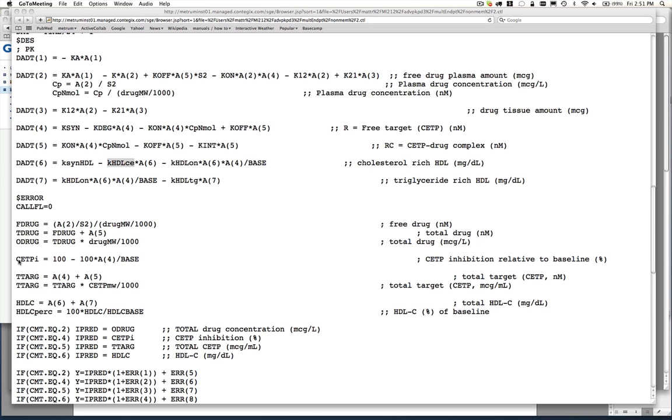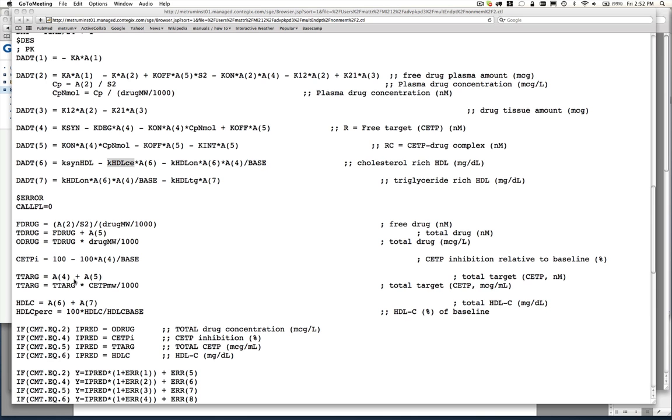The CETP inhibition, I had mentioned before that really all this is sort of 1 minus the activity, if you will, and that activity is the activity relative to baseline. So it's the amount of free CETP divided by the amount of CETP that was there free at baseline, and then we just make it a percent. So it's really 100 times 1 minus that fraction.